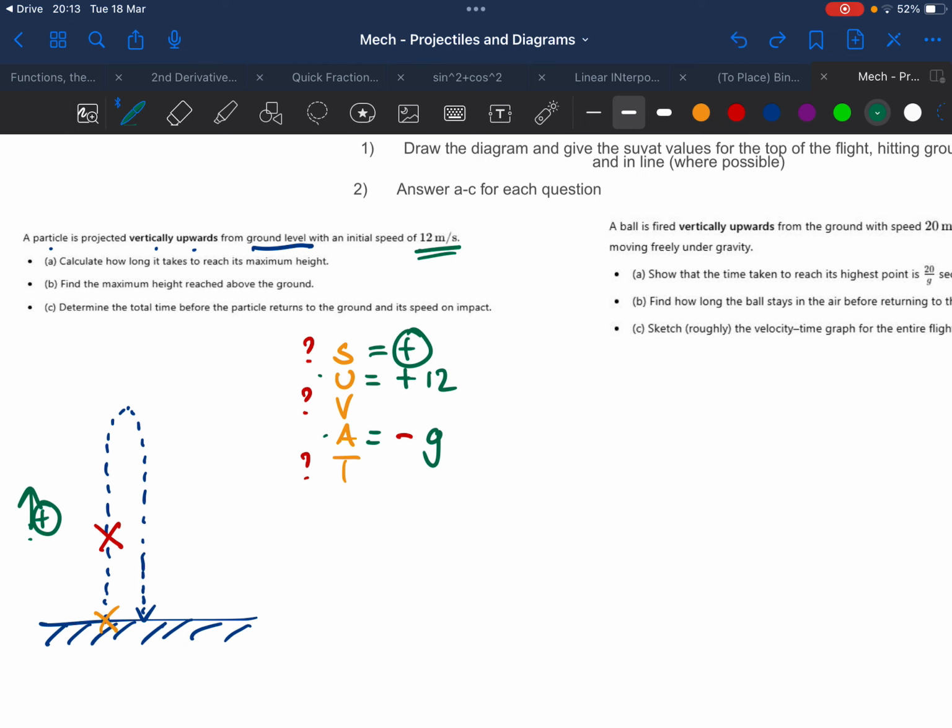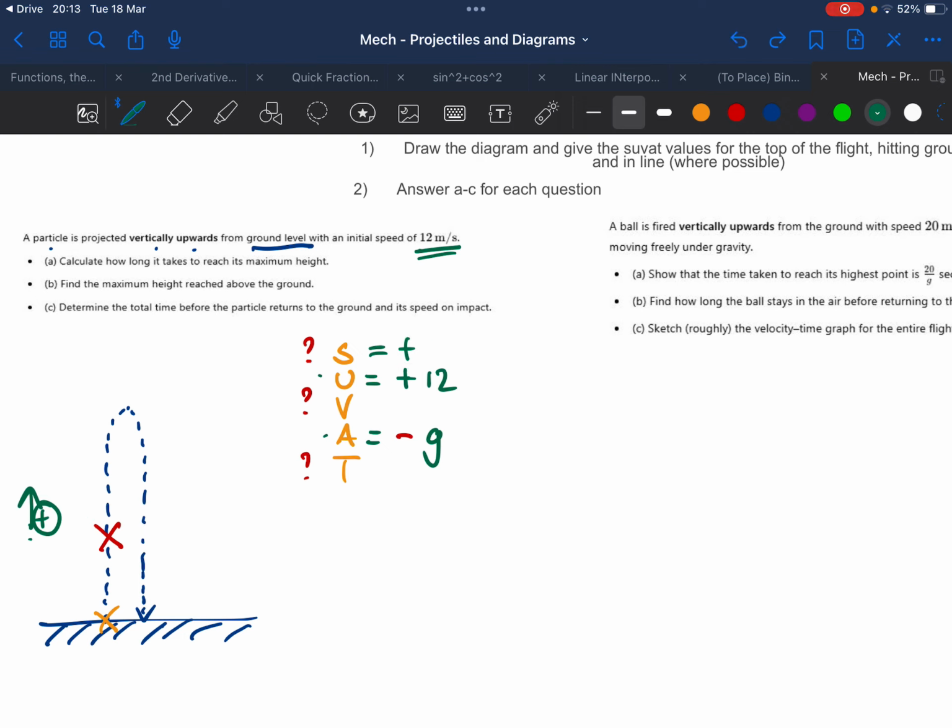How about V? Well, what's the velocity at this point? How is it moving at the end of that journey? Well, it's still going up. You can see it's still going up because there's more of the diagram to come. So this would be positive as well. And time, well, some time has happened in this journey here. Let's say t might be like 2 or something. It'll be some positive value.